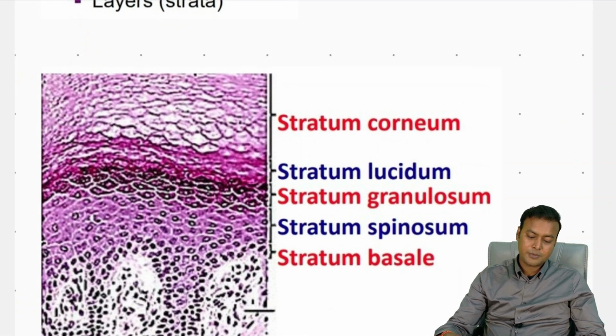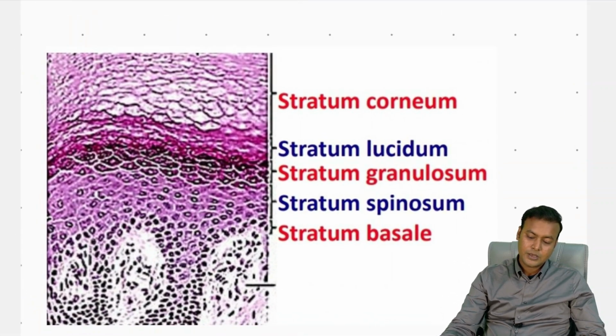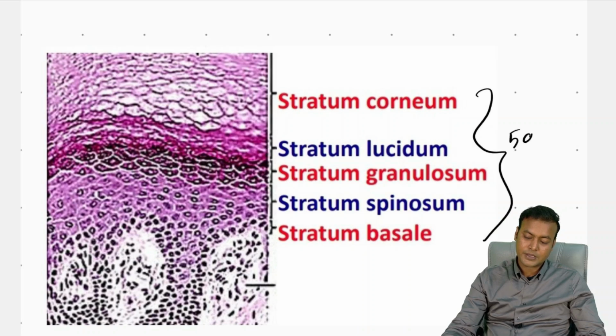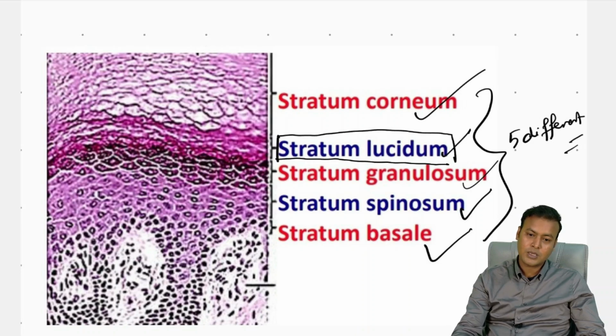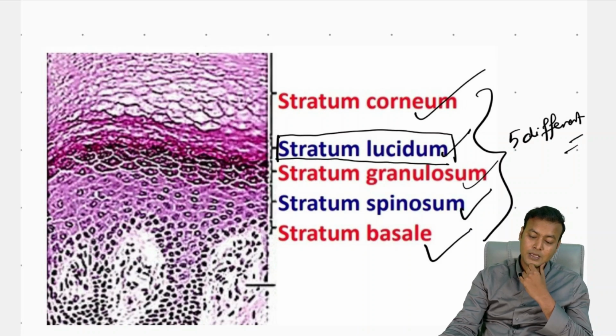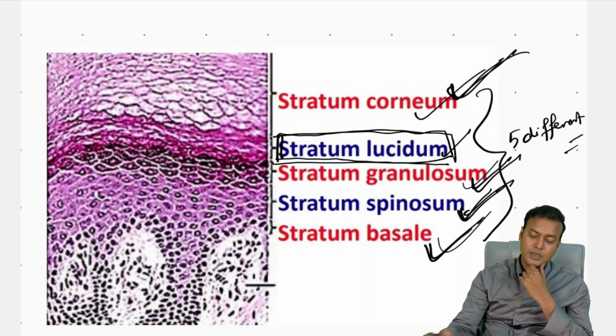The epidermis is arranged in different layers. Here you can see the 5 different layers in this image. They have been named as the most superficial layer, which is the stratum corneum. Below that, we have the stratum lucidum, the stratum granulosum, stratum spinosum, and stratum basale. However, students, remember the stratum lucidum is present only in thick skin. In thin skin, you have only the 4 layers, that is stratum corneum, the stratum granulosum, stratum spinosum, and the stratum basale. Lucidum is characteristic of thick skin.